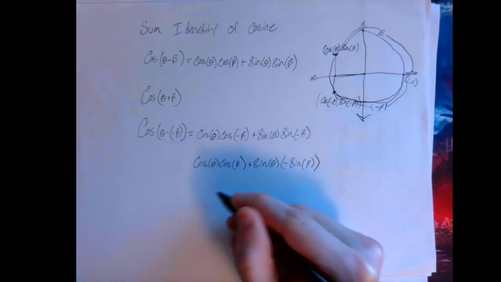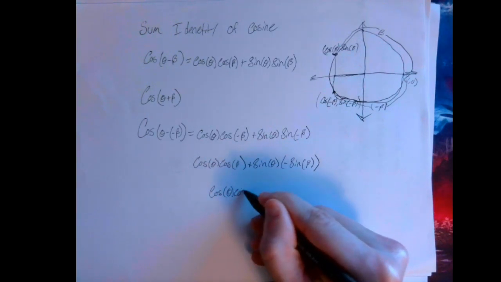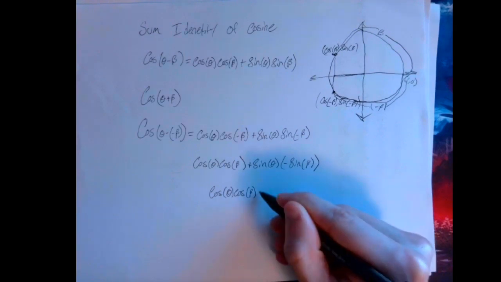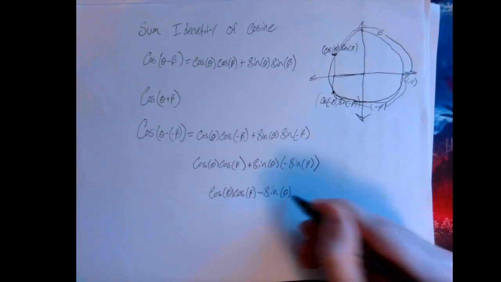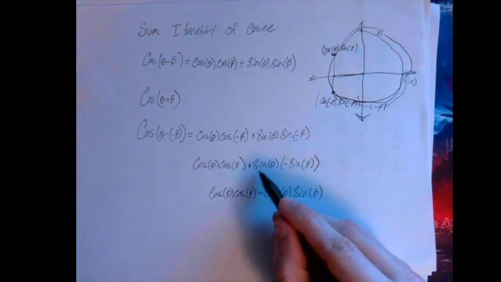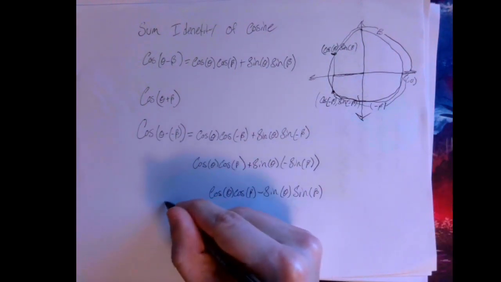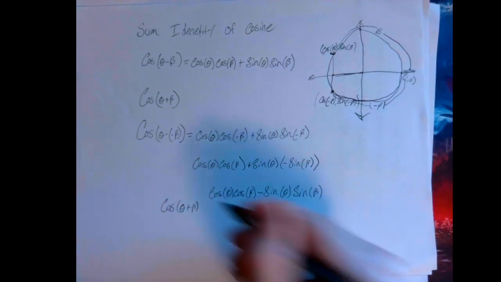And then that can simplify to be cosine of theta cosine of beta minus sine of theta sine of beta, right? Because this is multiplied, so these two would be negative. And then that equals cosine of theta plus beta. There we go. And that's the proof of the sum identity of cosine.